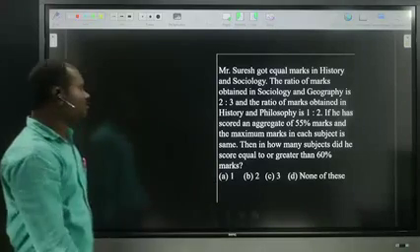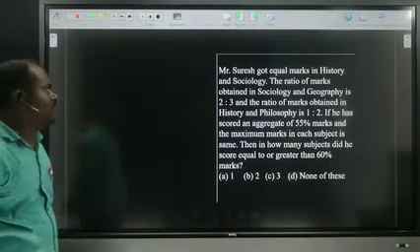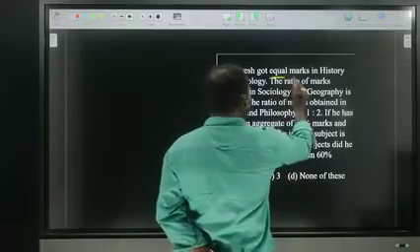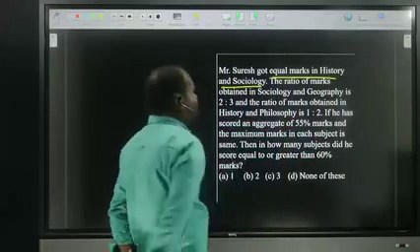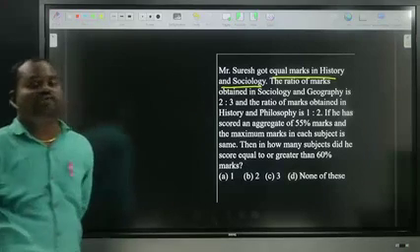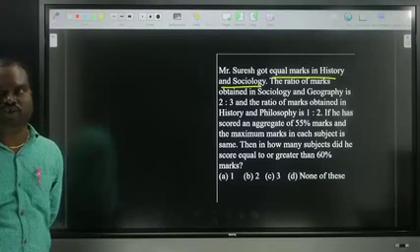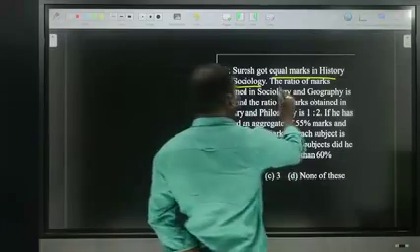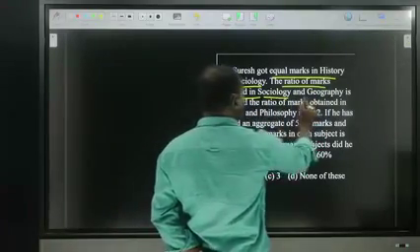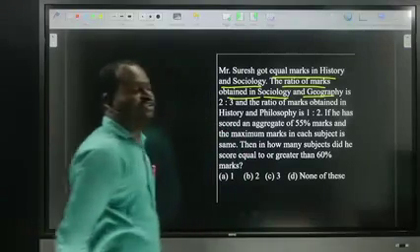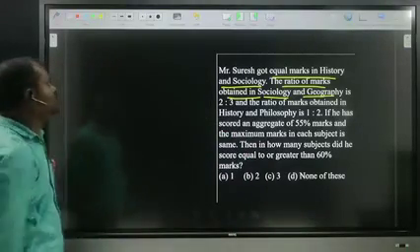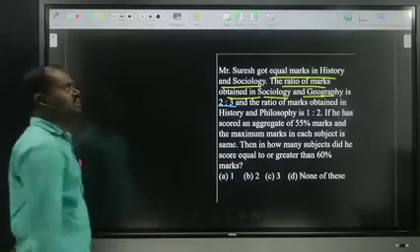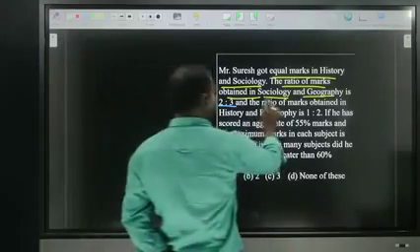What is the next question? Observe carefully. Mr. Suresh got equal marks in history and sociology. And the ratio of the marks obtained in sociology and geography is 2:3. That is one thing.